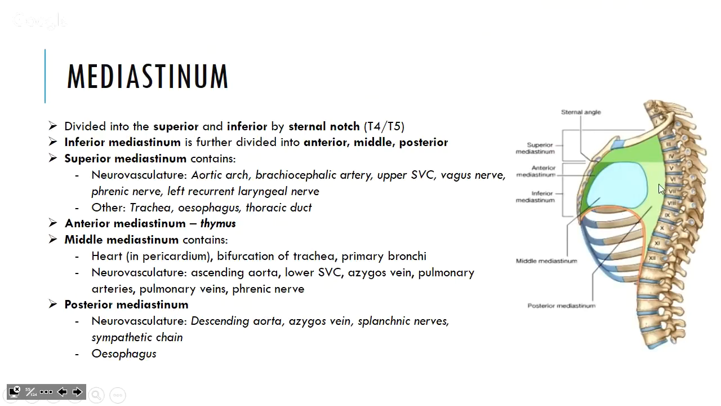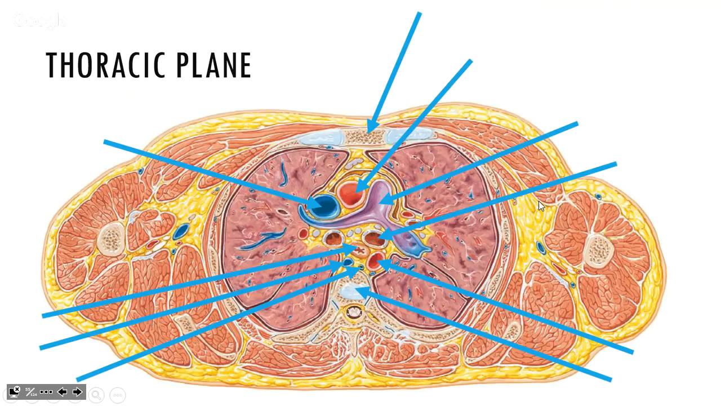And then the posterior, there's not much. There's like the esophagus, descending aorta. Yeah, so I think just remember the thymus and a bit about what structures are in each of them.